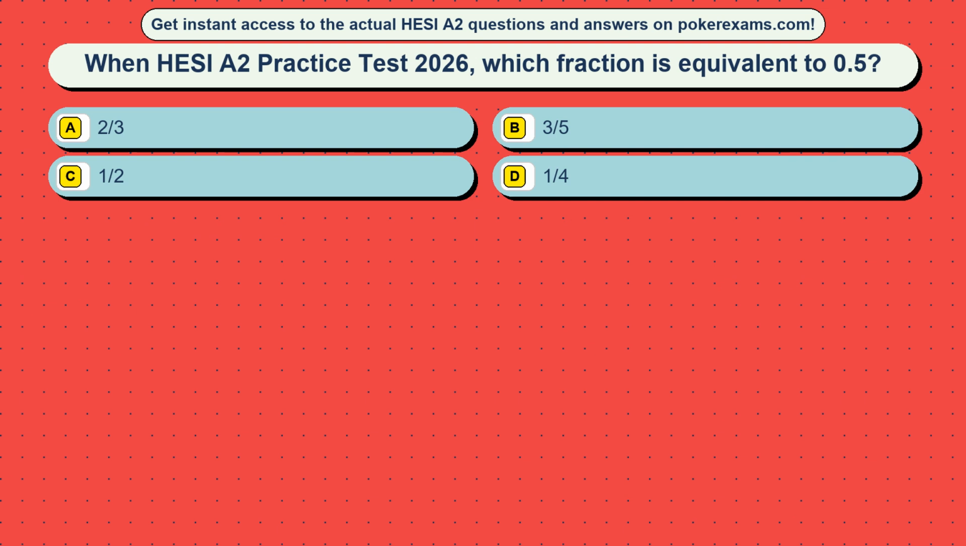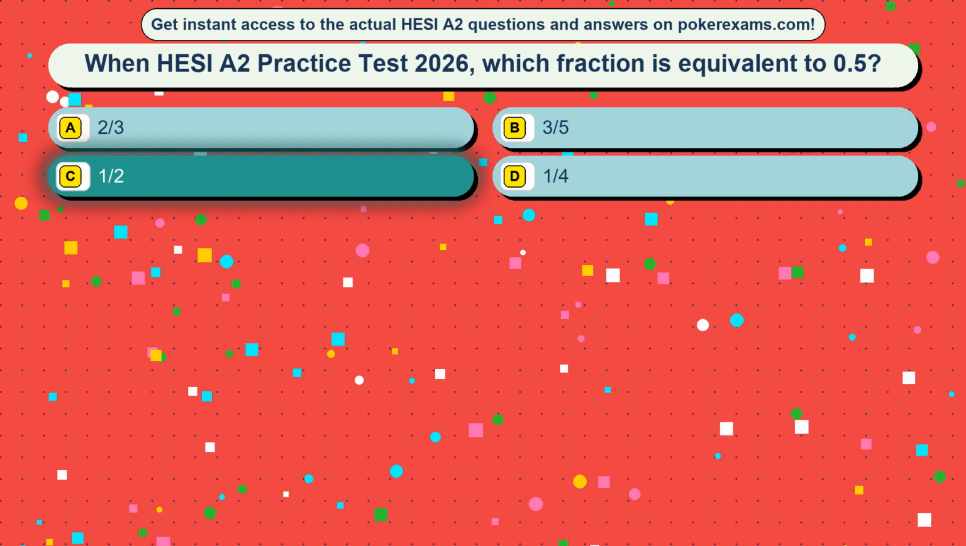Question 19. When HESI A2 Practice Test 2026, which fraction is equivalent to 0.5? Option A, 2/3. Option B, 3/5. Option C, a half. Option D, a quarter. The correct answer is option C, a half.